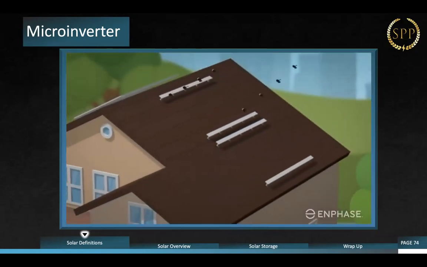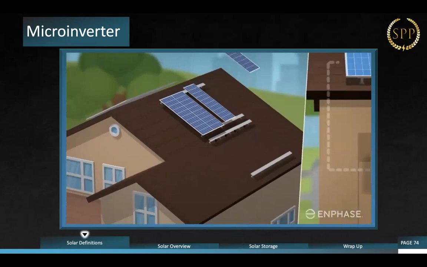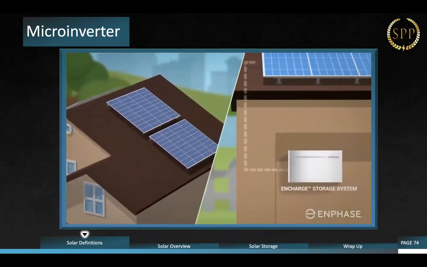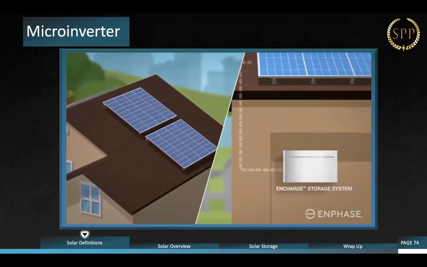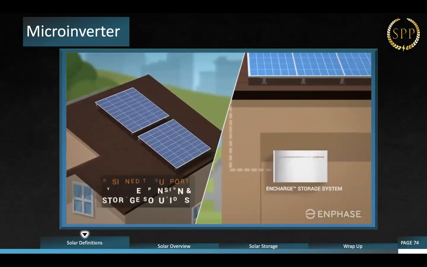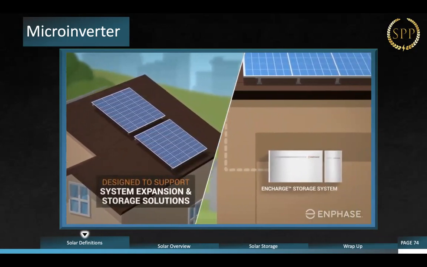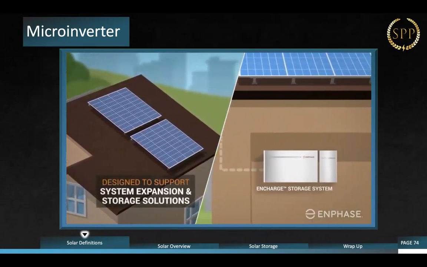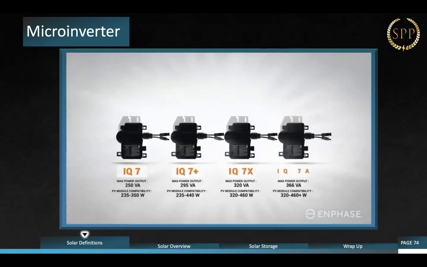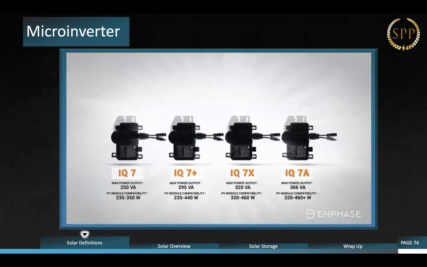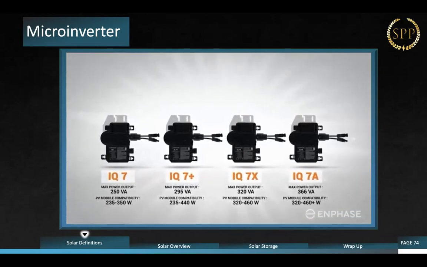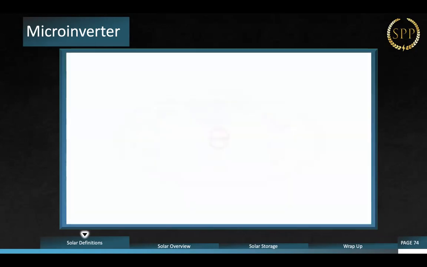Are you looking for a complete home energy solution, including battery storage? That's not a problem with the Enphase IQ7 microinverter. The modular and flexible architecture of the Enphase IQ7 microinverter has been designed to support system expansion and storage solutions available today and in the future. Choosing the best inverter technology is one of the most critical decisions to make when going solar. By choosing Enphase, you can be assured that you've made the right choice.